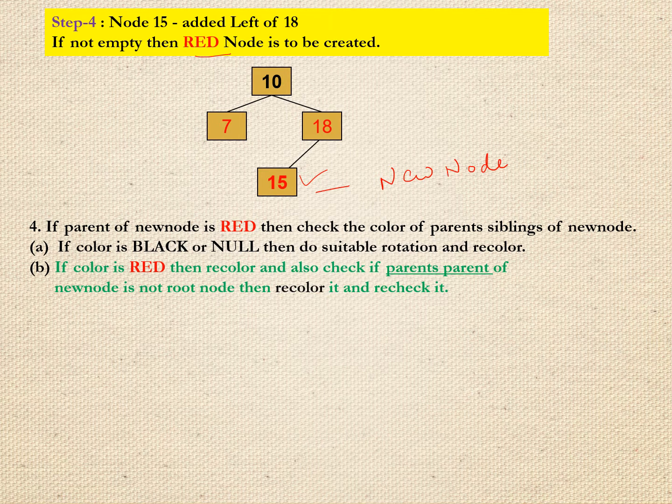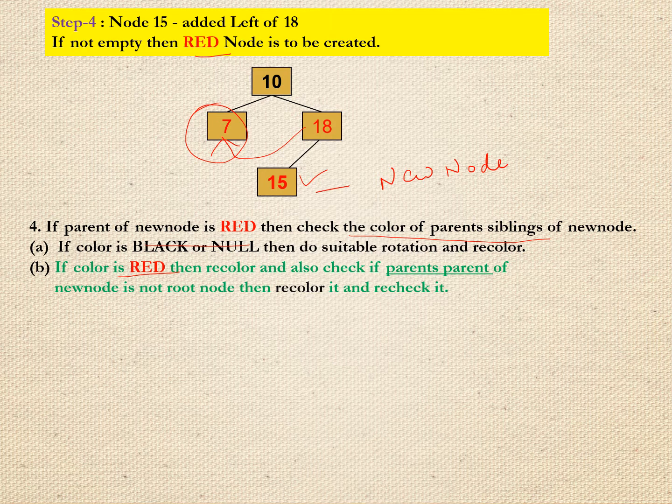First we'll check if the parent of a new node is red, then check the color of the parent's sibling. So 15's parent is 18, and we verify its sibling, that is 18's sibling, which is this 7. Yes, its color is red. If that color is red, then we have to recolor it, and also check if the parent's parent of the new node is not the root node, then recolor it.